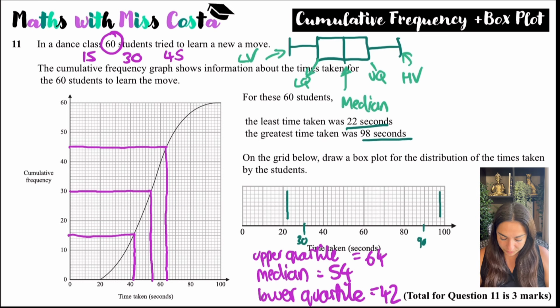So now I draw my median at 54. So 54 would be here. My upper quartile would be at 64. And my lower quartile is at 42. So they make the box part. And then I just connect it with the lowest value and the highest value.